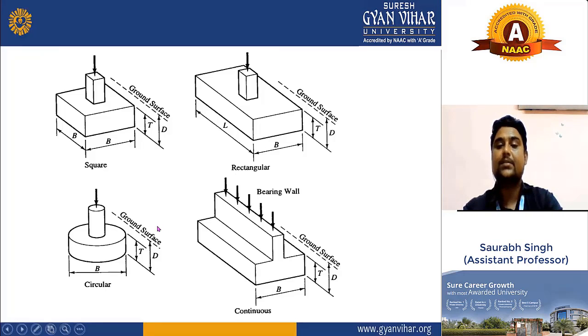As you can see here, it is a bearing wall, and this is the base, and this is your ground level. And I hope by this picture you will understand and you will get idea what are the difference between square, rectangular footing, and what are the difference between circular and continuous footing. In many exams, these types of question can be asked.